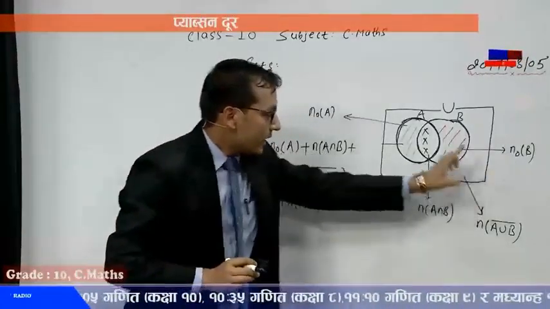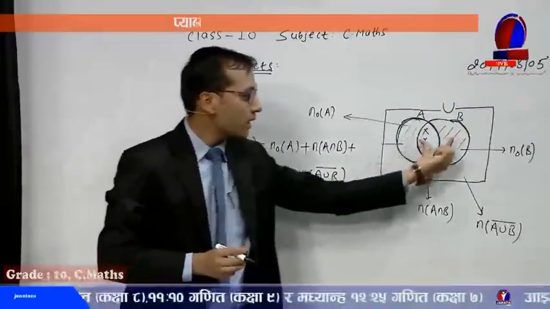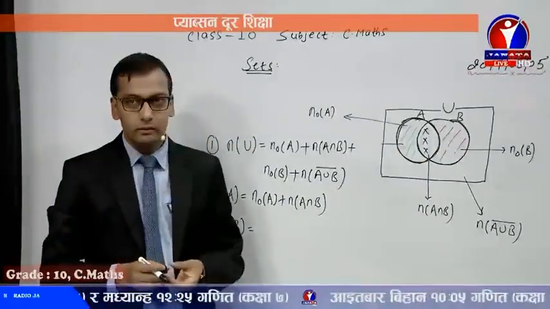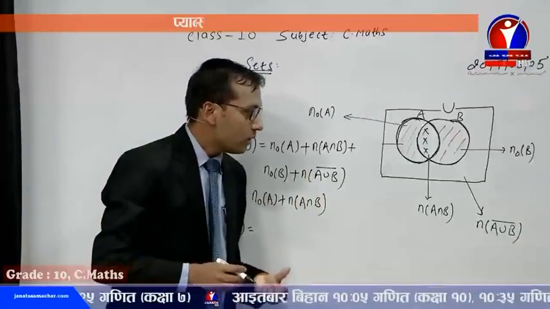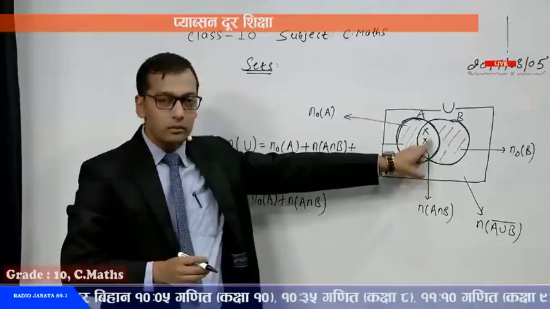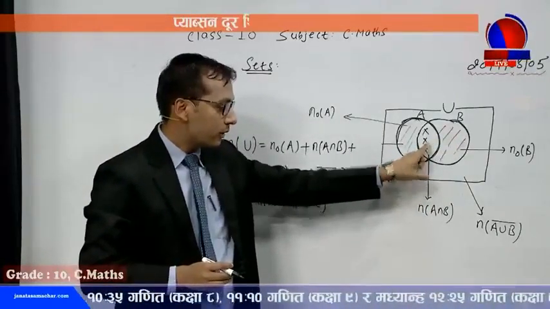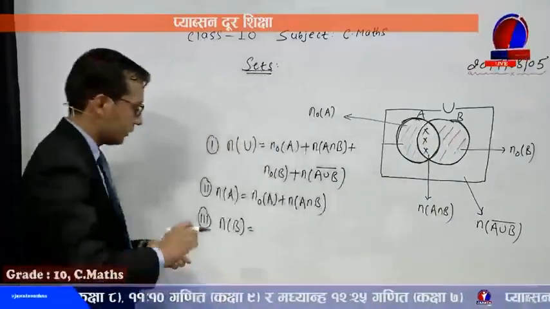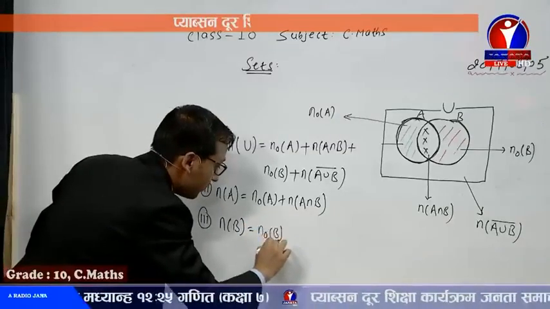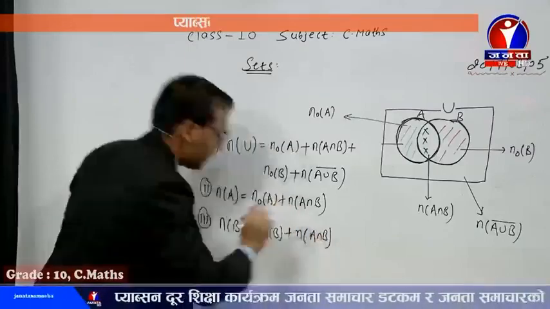So n of B is this complete circle. Look at the complete circle of B. Look at the complete set B. Here are again two different regions. So these two different regions are intersection of two subsets and n only B. So let's write n only B plus A intersection B.